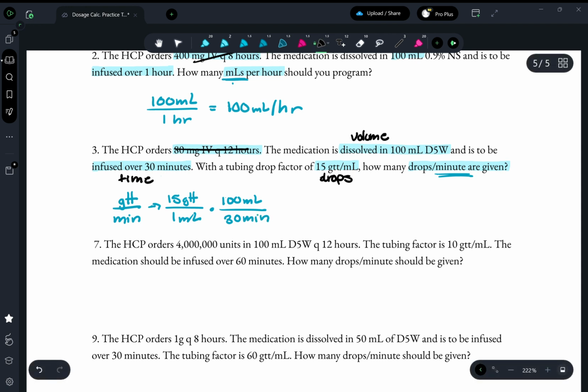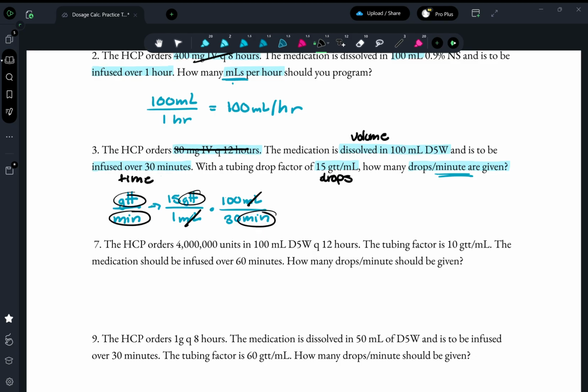So let's look at our conversions. We have our mLs cancel out. We have our drops at the top and our minutes at the bottom. That means we're done. Once these two units are where we want them over here, then we know it's time to solve. So that's going to give us 1500 over 30, which is then going to give us 50 drops per minute.